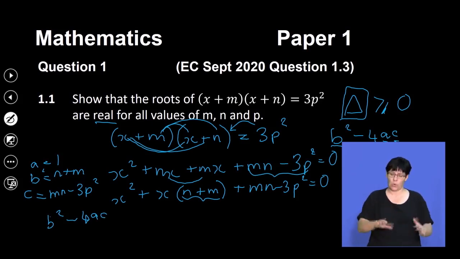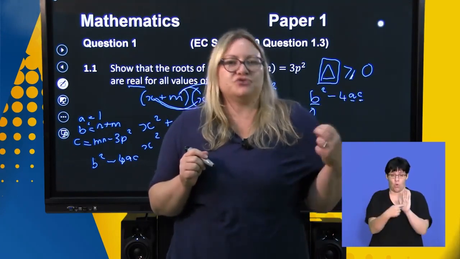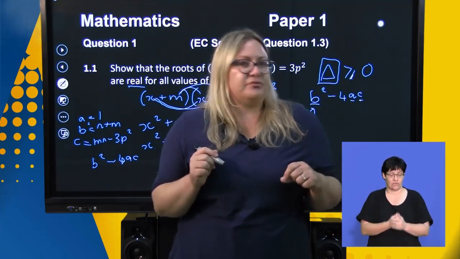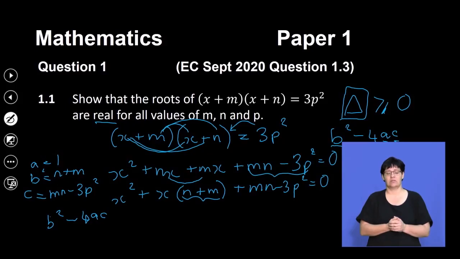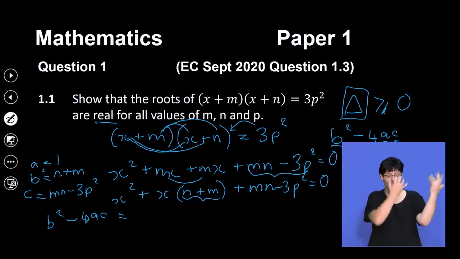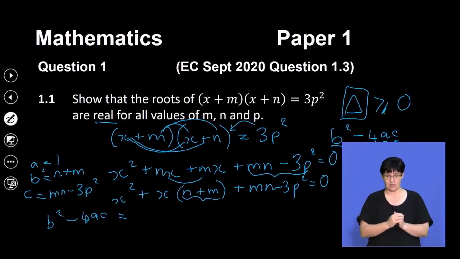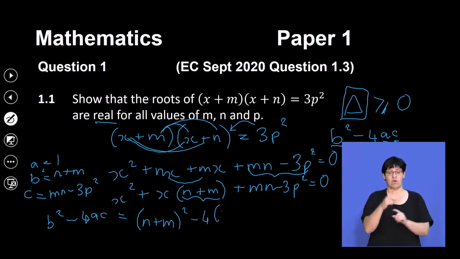It's very important to remember that this is asking us to show that the discriminant is greater than or equal to 0. We can't assume that it's greater than 0 to prove that it's greater than 0. So let's take this expression, calculate its value, and see if we can show that it's greater than 0. So we're going to sub in the values first. We've got (n plus m) squared, and we've got minus 4 times 1 times c, which is (mn minus 3p squared).